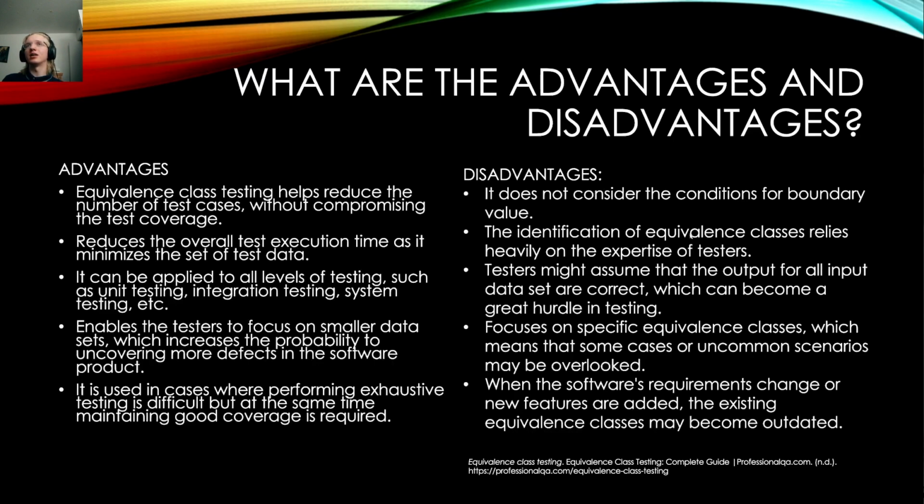So it does not consider the conditions for boundary value. The identification of equivalence classes relies heavily on the expertise of testers. Testers might assume that the output for all input data sets is correct, which can become a great hurdle for testing. Also, as things change, the tests might become outdated or the data sets might become outdated, and it focuses on specific equivalence classes, which means that some cases or uncommon scenarios may be overlooked.